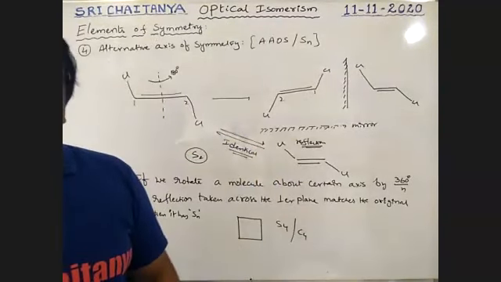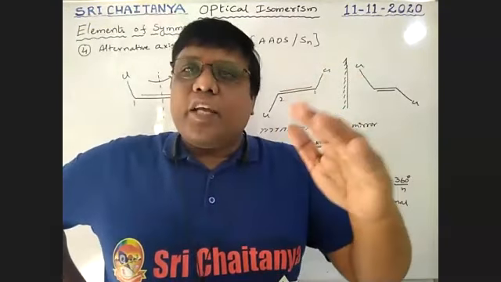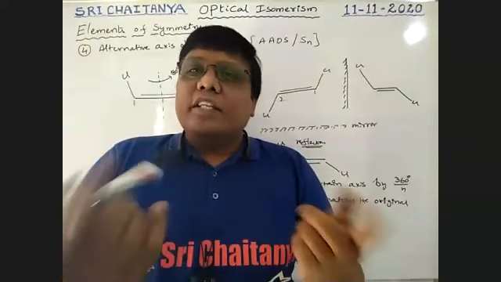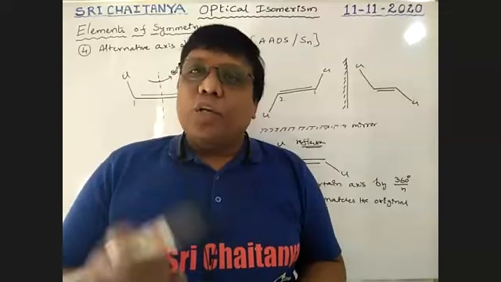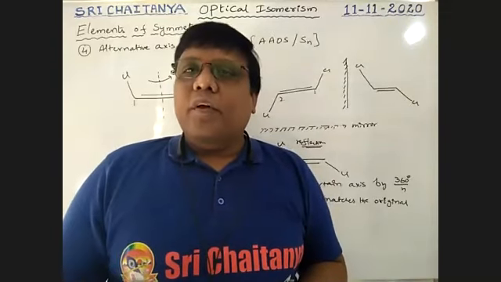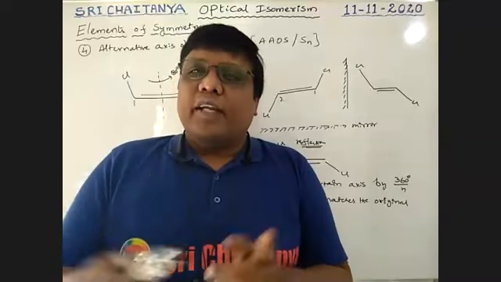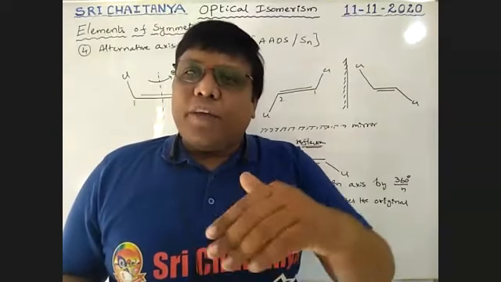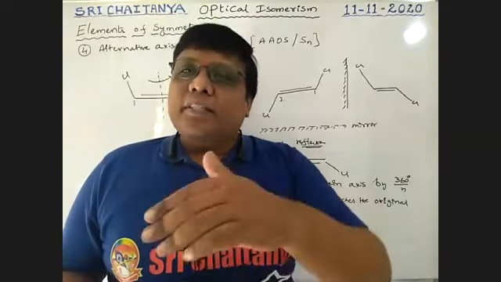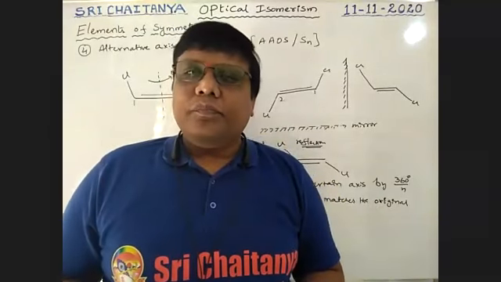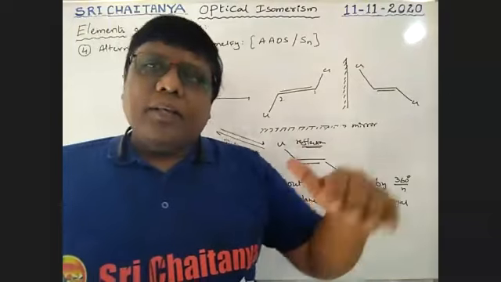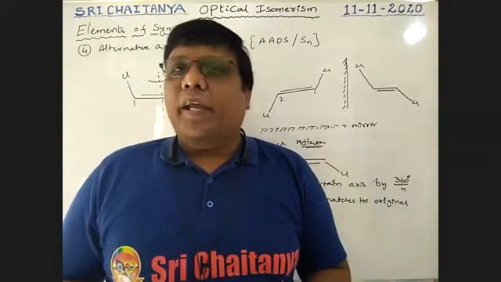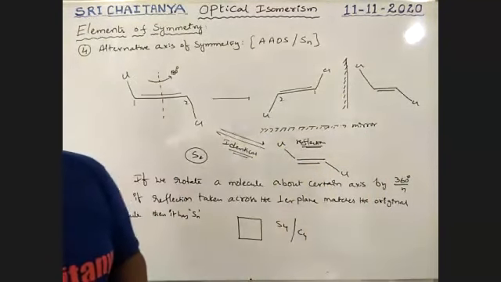Yes, 4. 4 means 360 by 4, which is 90. That means for every 90 degrees rotation, it seems to be identical. Yes, 2 means 360 by 2, which is 180. For every 180 degrees rotation, it seems to be identical. Folding by 2, that is 2-fold. By 4, it is 4-fold. By 6, it is 6-fold. Like this. So 360 by 2, 360 by 4, 360 by 6. S6. Next topic.